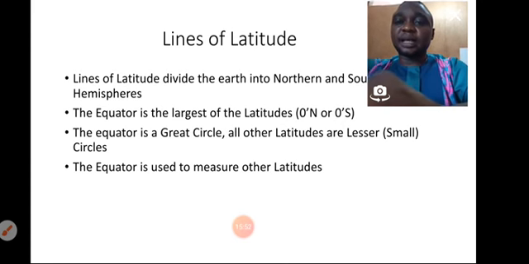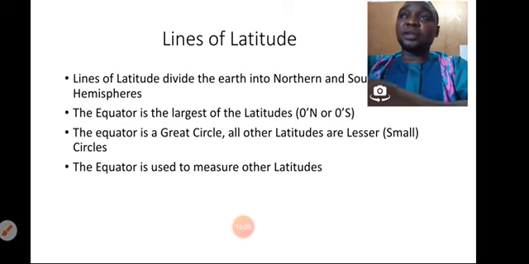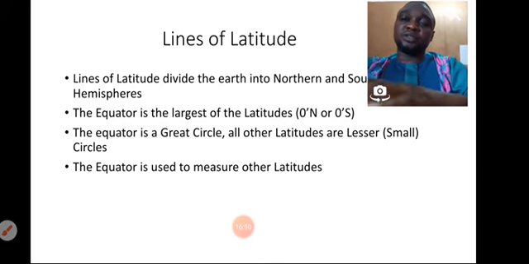I also said that the equator is used to measure other latitudes. We'll talk about this in calculations when we do our second class, because in that particular class there will be lots of diagrams and calculations. So this is just the introductory part to put you through on certain things. So let's go back to our second to the last point, because I'm not sure I was done there.